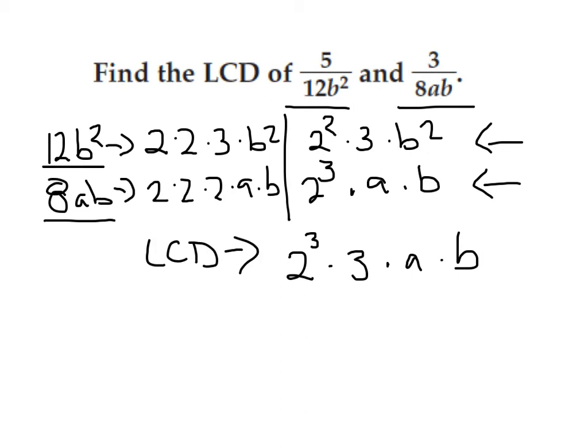Looking at the 2 numbers, the prime factorization, I notice that only one of them has a, and that's a to the first, so I'm going to choose that one. And then last, I have b. I look at both numbers, and b squared is the largest. So now I'm going to go ahead and multiply these together, and I get 24ab squared.